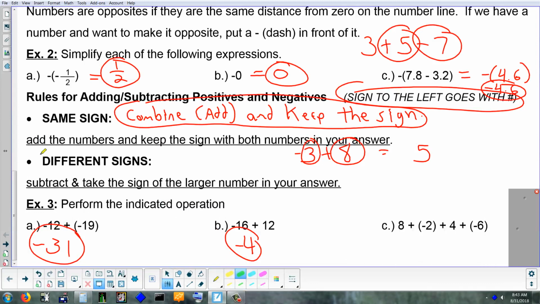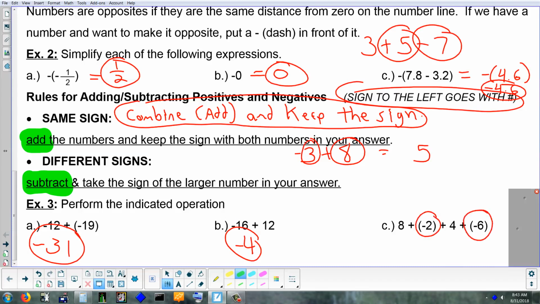Now I got a couple different ones, right? So we got a couple. Give me a pair of numbers that have the same sign. Seamus, do you see a pair of numbers that have the same sign? The 6 and the 2. The 6 and the 2, they're both what? Negative. So what do I do?